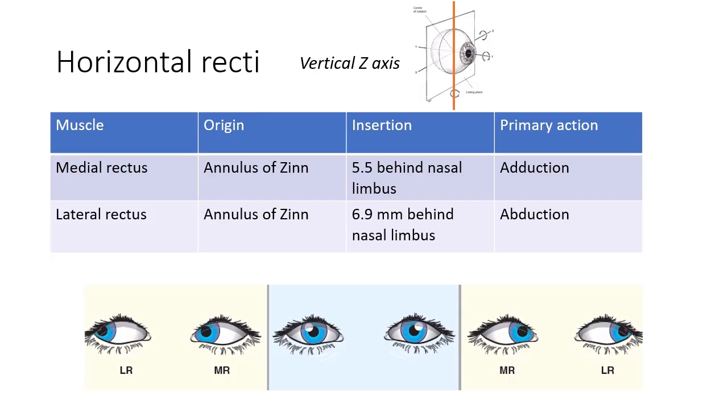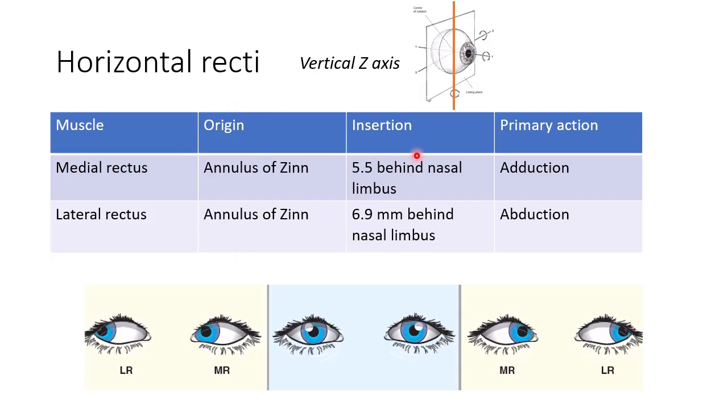Now, the horizontal recti. The horizontal recti means the medial and the lateral recti. They are the simplest muscles of the eyeball. They have just one action, that is adduction or inward movement in a horizontal plane. What is the plane of action, or what is the axis? The z-axis is the axis about which these muscles act. For left-right movements of the eyeball, your medial and lateral recti are at work, right?